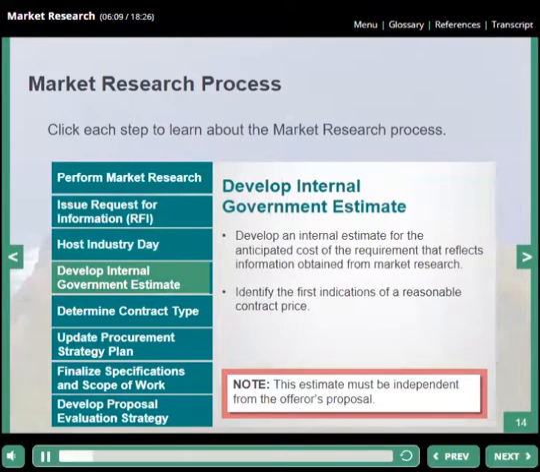During the market research process, the contract administrator works with the procurement team to develop an internal estimate called an Internal Government Estimate, or IGE, for the anticipated cost of the requirement. These estimates reflect the market research that has been conducted and are vital because they normally provide you with the first indication of a reasonable contract price.